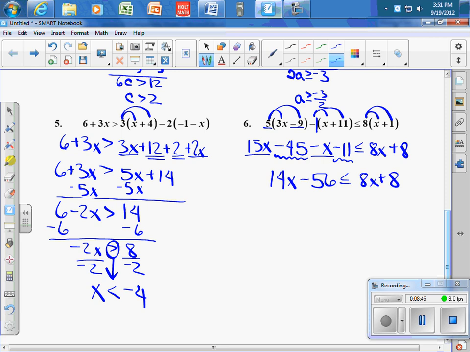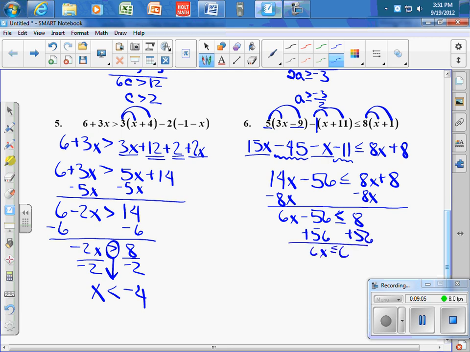Bring the x's over, minus 8x, minus 8x. 6x minus 56 is less than or equal to 8. Add 56 to both sides. Get 6x is less than or equal to 64. Dividing both sides by 6, and again, you can leave this as an improper fraction, you get x is less than or equal to 32 over 3.